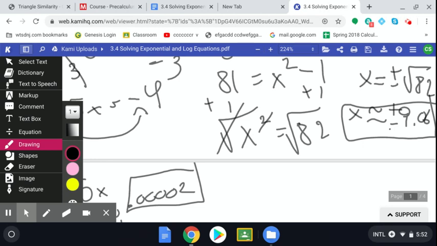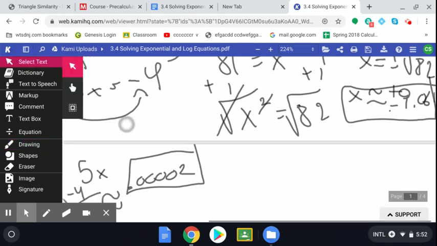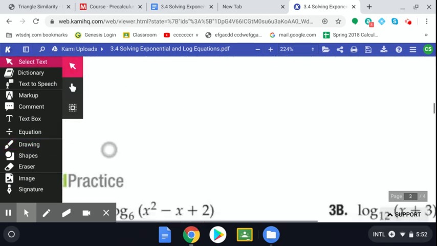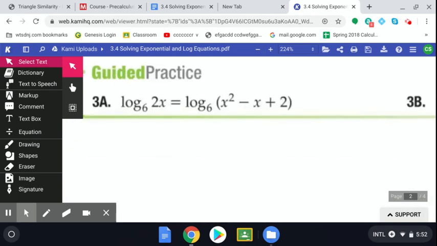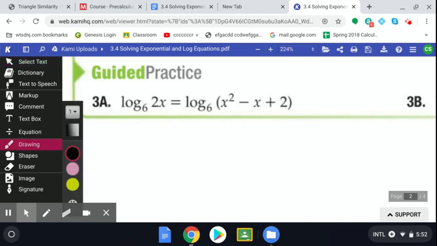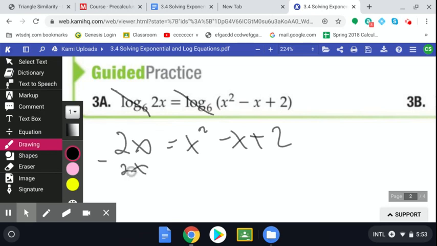All right. We're almost done for today as far as these go. So now we take a look at the third type of equations. These are rather friendly because you can cancel out the bases. In this case, you can cancel out the log base 6. You're left with 2x is equal to x squared minus x plus 2, which means if you subtract 2x from both sides, you get x squared minus 3x plus 2 equals 0.